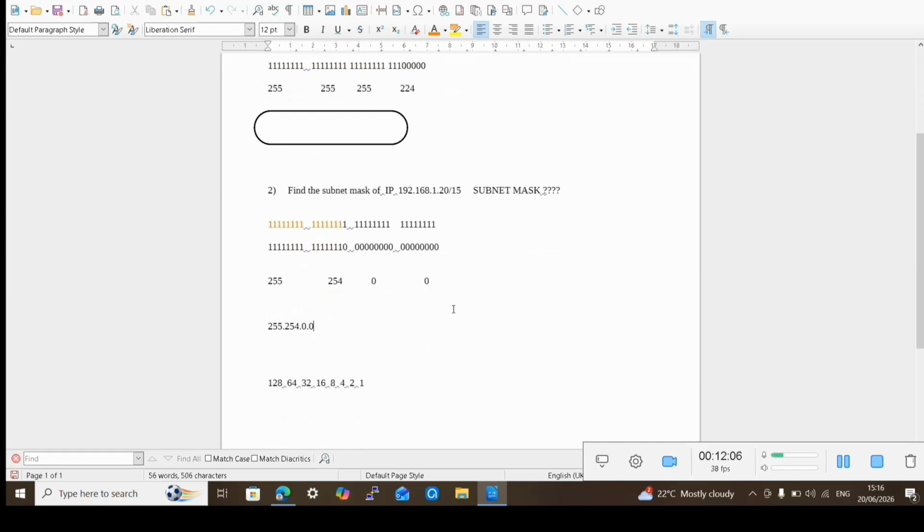So you can see any number slash any number ranging from 0 to 32. You can be given anyone, and each number is unique. But if you follow the example, you will get it right.